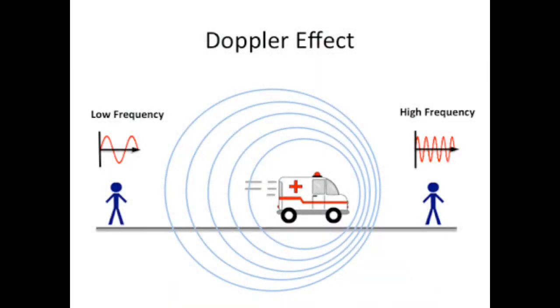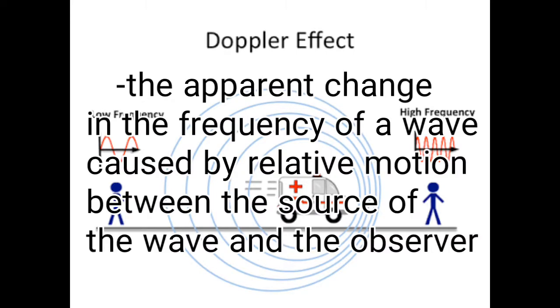So that is the Doppler effect. By definition, it is the apparent change in the frequency of a wave caused by relative motion between the source of the wave and the observer.